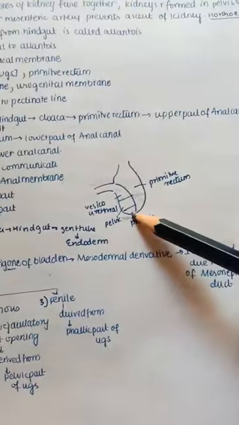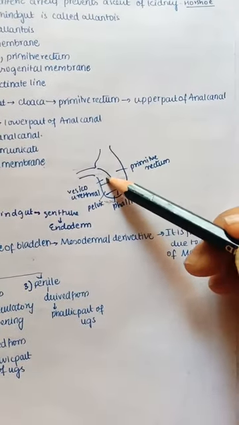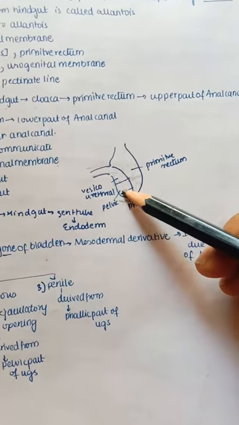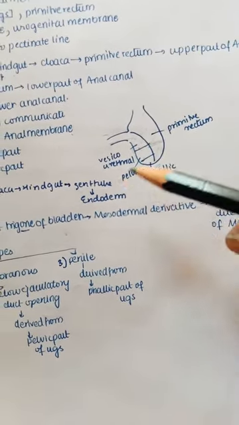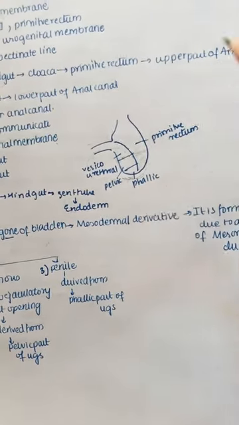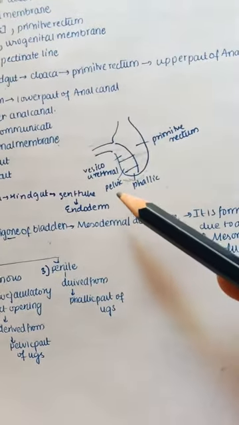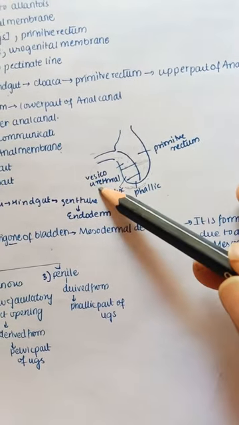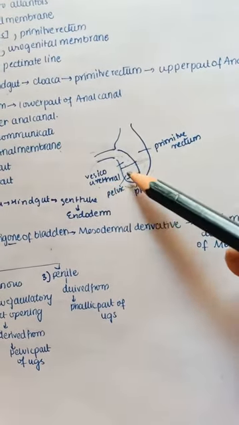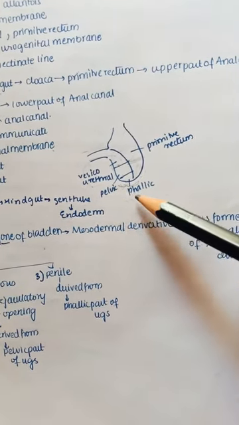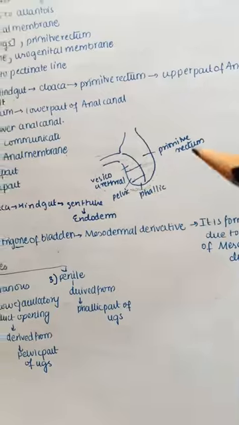By this diagram we can understand: the vesico-urethral canal gives rise to the prostatic urethra, the pelvic part of the definitive UGS gives rise to the membranous urethra, and the penile urethra is derived from the phallic part of the UGS. So this order you can remember. In the urogenital sinus, if you remember this order, you can understand the male urethra formation.